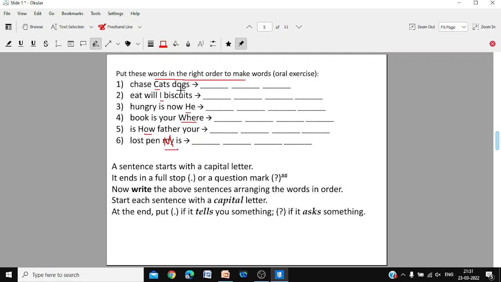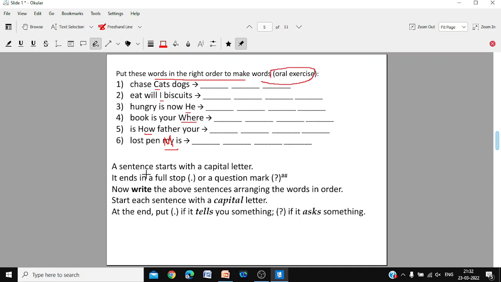Chase cats, dogs. No, these are not sentences. Eat will I biscuits. No, these are not sentences. But you can write, cats chase dogs. You can write, I will eat biscuits. You will write, he is now hungry. So arrange these words in the right order, and first of all, do it orally.